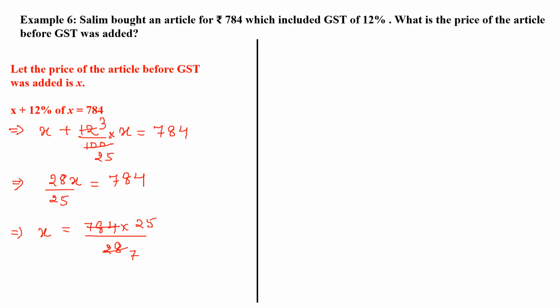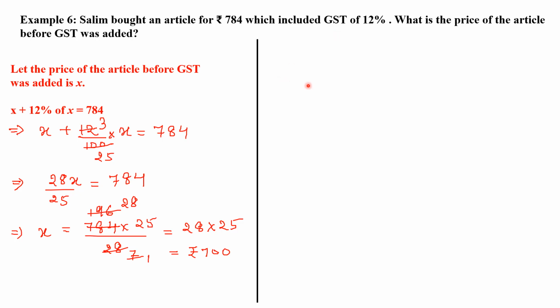And from here I can write 196. 4 times 196 will give me 784. Now 7 table, 7 times 1 and 7 times 28. So the value of x is now 28 times 25. And if you multiply it, you are going to get the answer as 700 rupees. So the original cost of the article was 700 rupees.